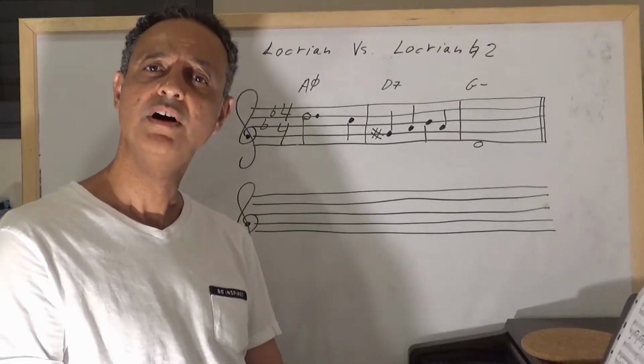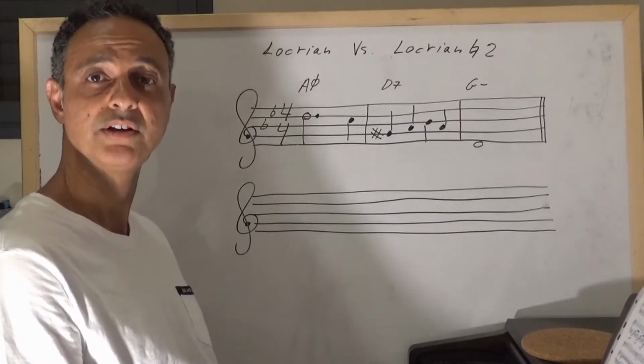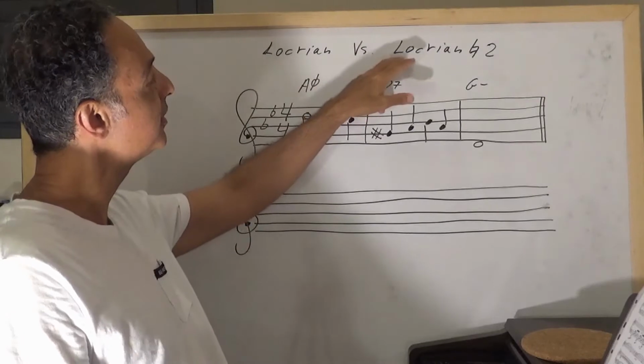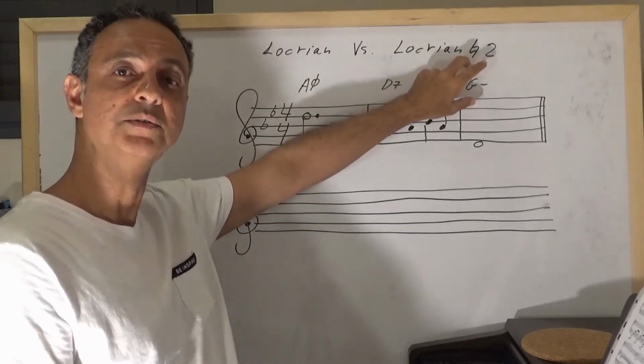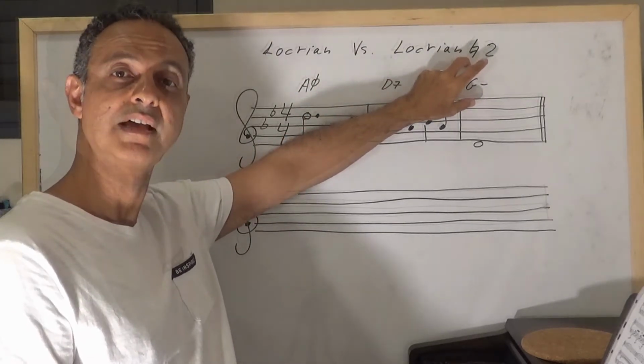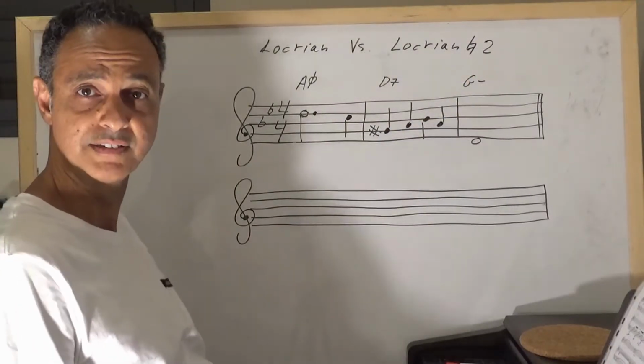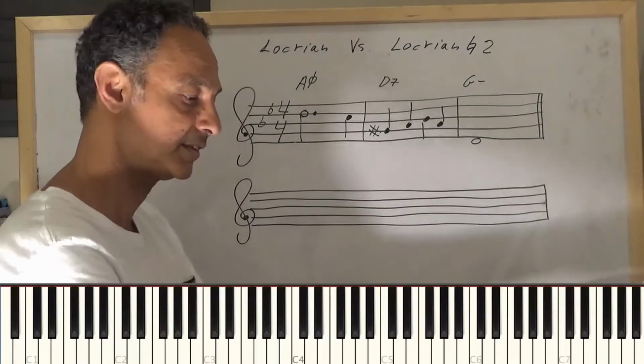In this video, I will talk about the harmonic and melodic implementation of the Locrian mode versus the Locrian natural 2, or natural 9. It's the same scale. Let's take a look here on the board. We have a very short melody that sounds like this.